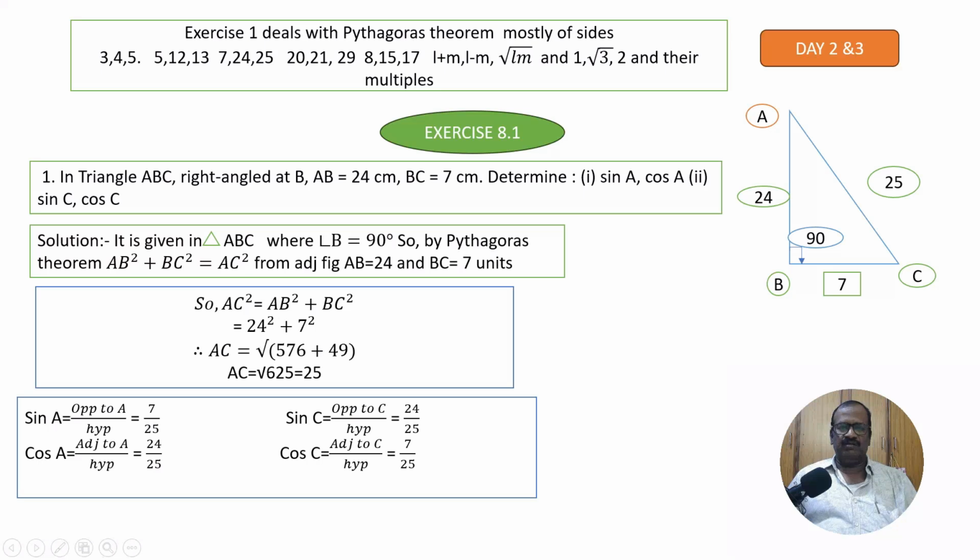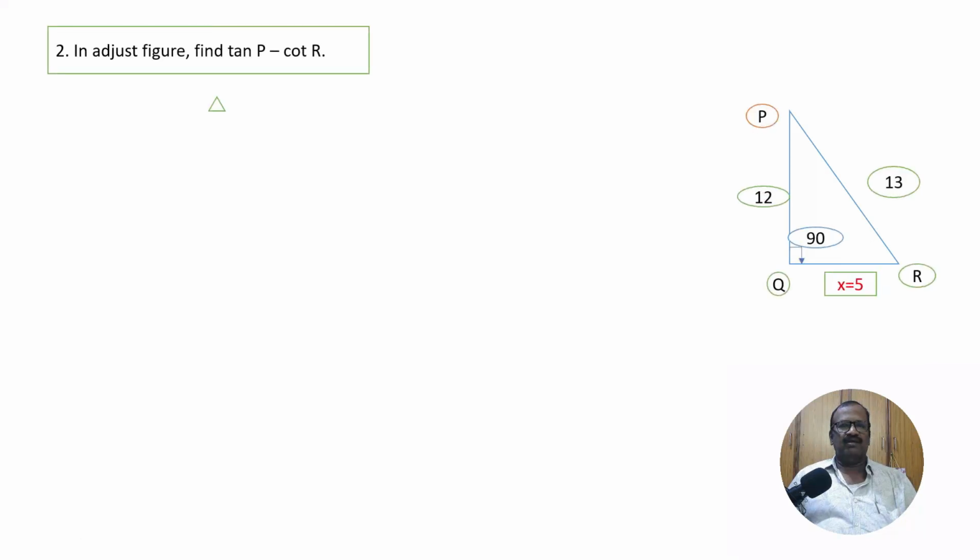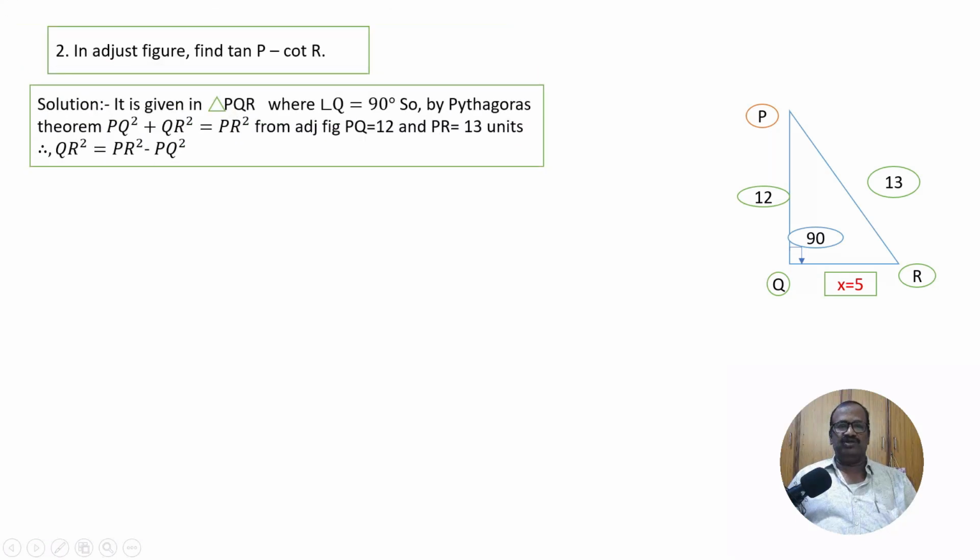Next one we have to take. That's how we got this solution. The next one, from the adjacent figure, here it is given. PQ is 12 and QR is 13. From the right angle triples, we got the third value. But however, we have to solve the problem. So again, the solution.